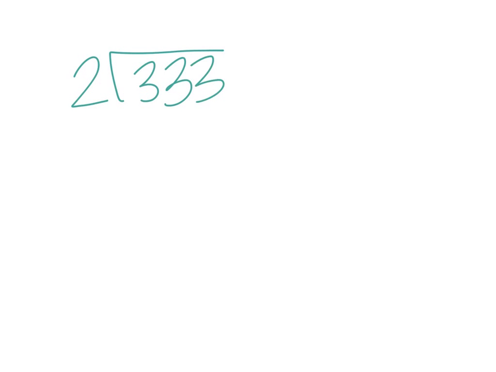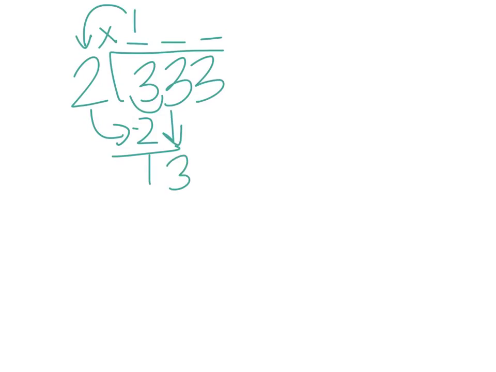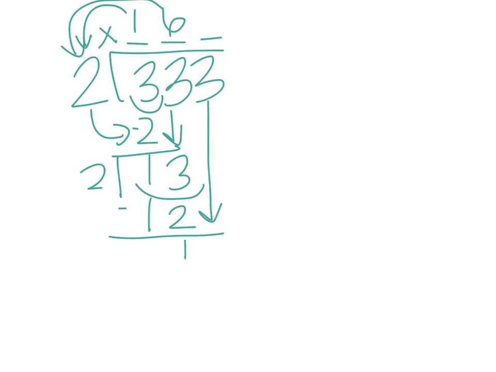Let's look at 2 into 333. So we set it up for success, and we look at 2 into 3. That's going to be 1 time. So we say 1 times 2 is 2, and we get a remainder of 1. We bring down the 3. Now we're looking at 2 into 13. That's going to be 6 times, because 6 times 2 is 12. We get a remainder of 1. We bring down the 3. It's going to be 6 again. Get a remainder of 1.